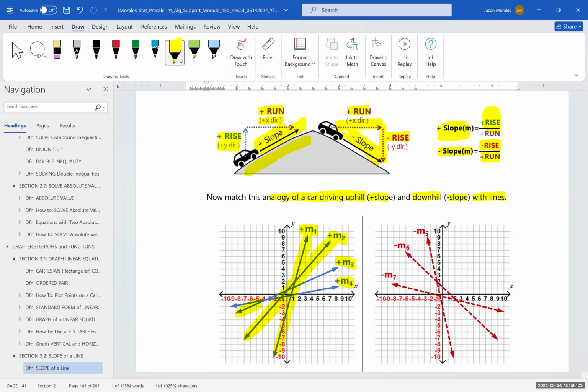Line 3 is going up and to the right, and line 4 is going up and to the right. So all of these lines have positive slopes. If we look at the dashed lines on the Cartesian coordinate plane on the right-hand side, you'll see that all of these lines have negative slopes. Line 5 has a negative slope because it's going down and to the right, just like our car, down and to the right. Line 6 is going down and to the right, and line 7 is going down and to the right. So you can see it has a negative slope.